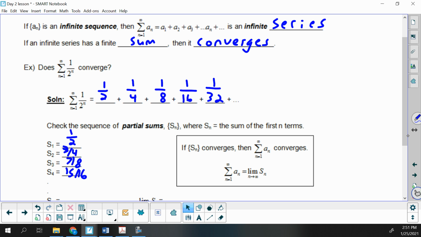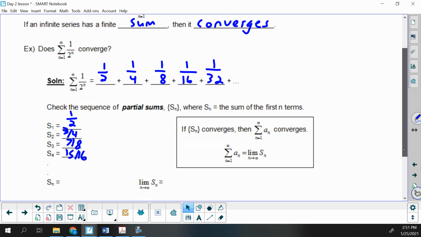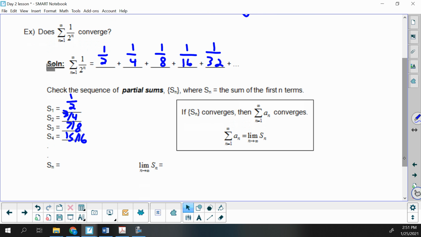Well, let's see if we can figure out a pattern now. Our denominators are 2, 4, 8, 16. So that's 2 to the first, 2 to the second, 2 to the third, 2 to the fourth. So the denominator is just 2 to the n. And notice the numerator is always 1 less than that. So that would be 2 to the n minus 1.